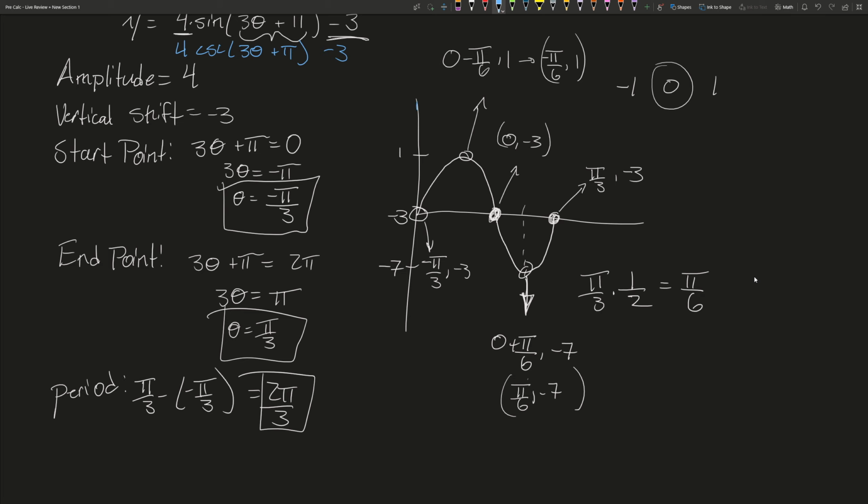Then you would identify your asymptotes, which is every point that crosses our center line. So those dotted blue lines are asymptotes, and I would want you to identify their actual equation. So in this case, this is theta is -pi/3. The center one is theta is equal to pi/6. And this right one is theta is equal to pi/3.